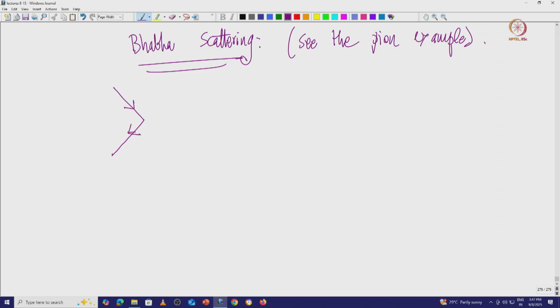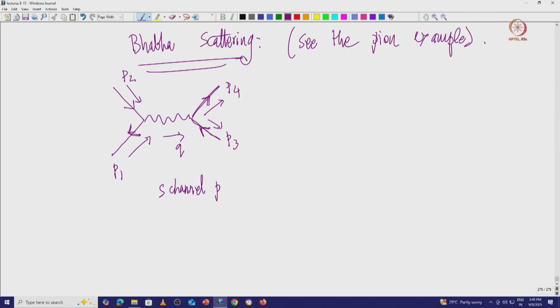So the electron comes, okay, the anti-electron comes, photon, electron goes, anti-electron goes. So there is a nice charge conservation here. Okay. So this we call P1, P2, P3, P4. See the momenta, this is Q, this is an S channel process. Annihilation diagram.